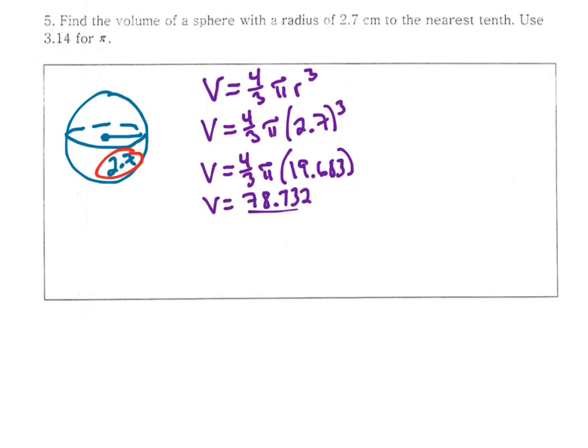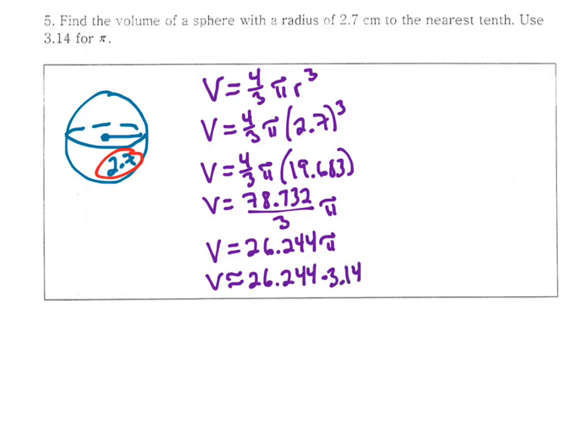Volume equals 78.732 divided by 3 times pi. Do the division. Volume equals 26.244 pi. Now substitute 3.14 in for pi. Do the math on that and round off, and you'll get volume is about 82.4 centimeters cubed. Miss Decker was falling asleep again. There we go. Round to the nearest tenth is what it says in the directions. So follow that here. Don't forget your units. Don't forget to cube.